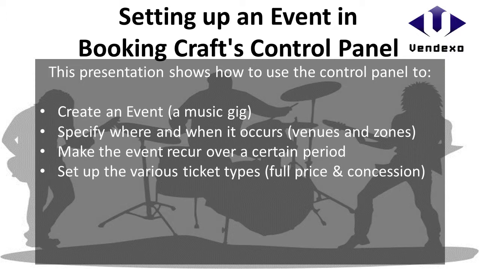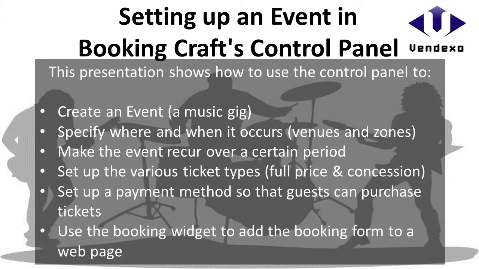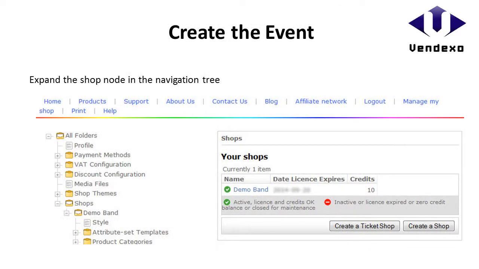So we'll have two zones, each having its own ticket type group, and each ticket type group having full price and concession tickets. We also want people to pay for their tickets, so we will also show how that is set up. Finally, I'll show you how to use the booking widget to place a booking form onto a web page so that we can promote the event and accept online bookings.